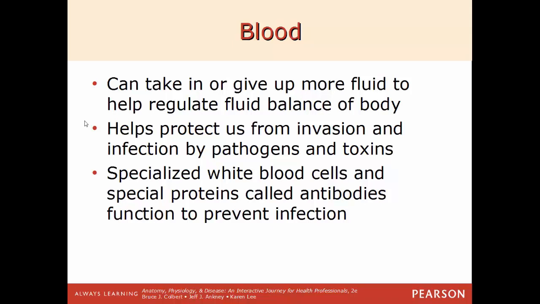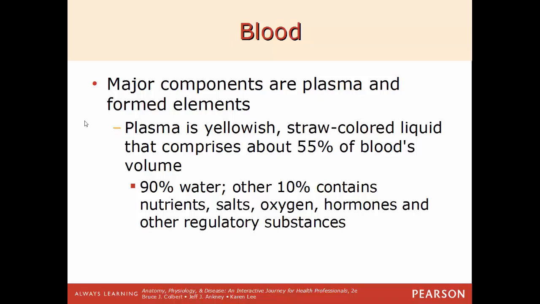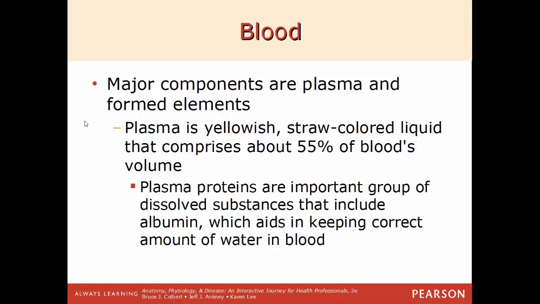And there are specialized white blood cells and special proteins called antibodies that help to prevent infection. Now, the major components of blood are the liquid part and the solid part. The liquid part is called the plasma, and the solid part are the cells, also known as the formed elements. The plasma is a yellowish, straw-colored liquid that's about 55% of the blood's volume. And of that plasma, 90% is water, and the other 10% includes salts, oxygen, hormones, nutrients, and other regulatory substances.